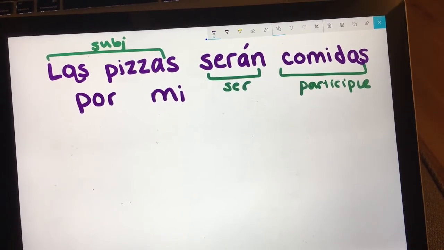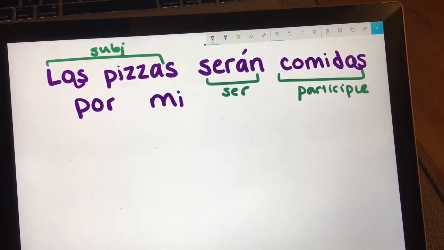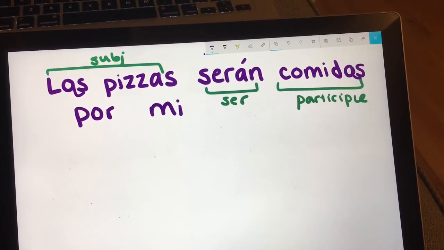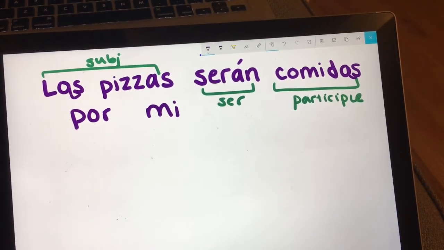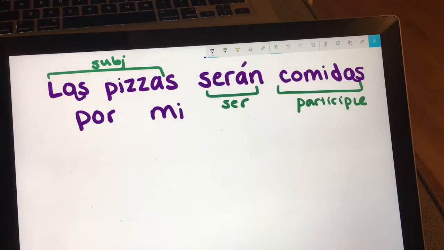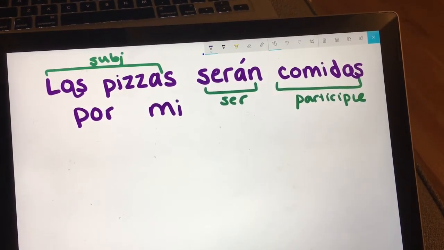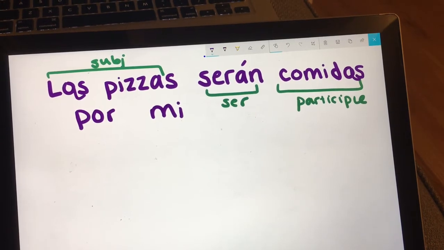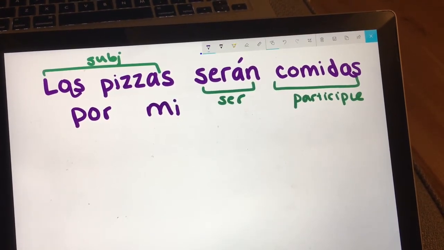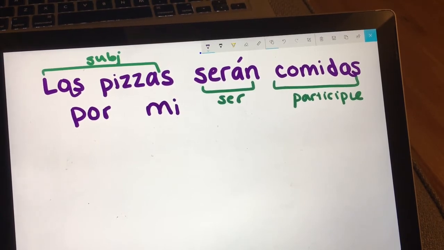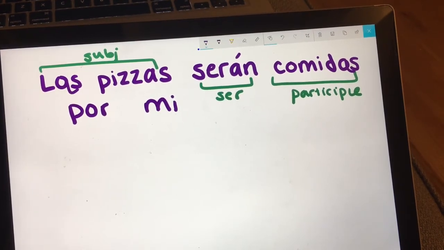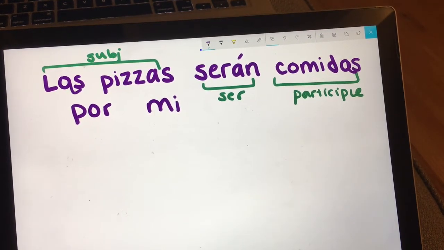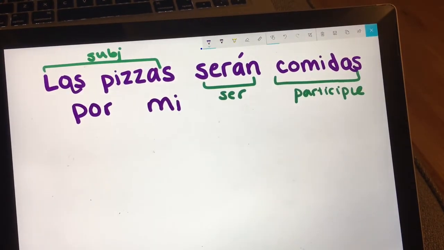And I wanted to use this example because I wanted to show you that ser can be conjugated in any tense. It can be present, it can be preterite, it can be imperfect, it can be future. So here's an example where ser is conjugated in the future tense. And then we have our participle. Comer is the verb, right? The pizzas were eaten. Comer is to eat. And we changed it so that it matches in gender and number. So normally the participle would be comido, but we have feminine and plural, so comidas would indicate the subject is feminine and plural, which it is.